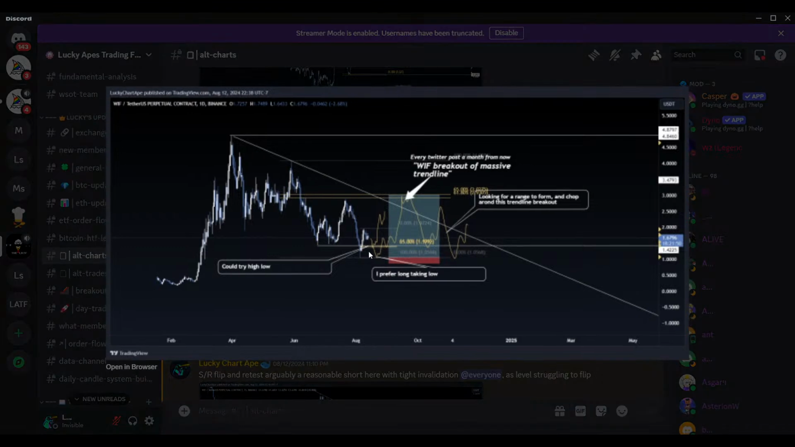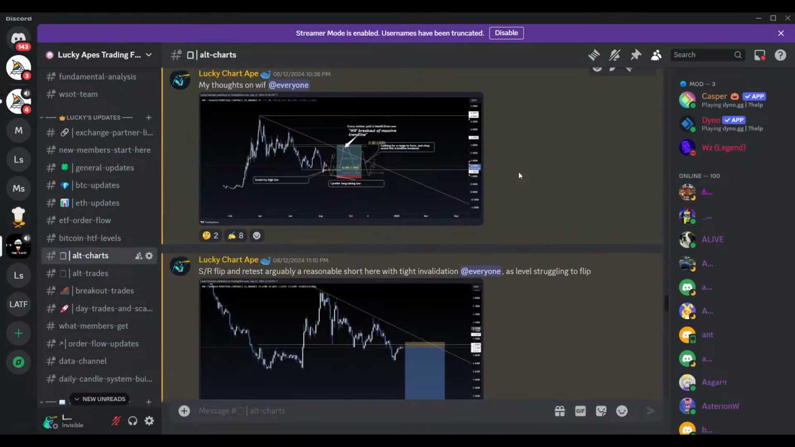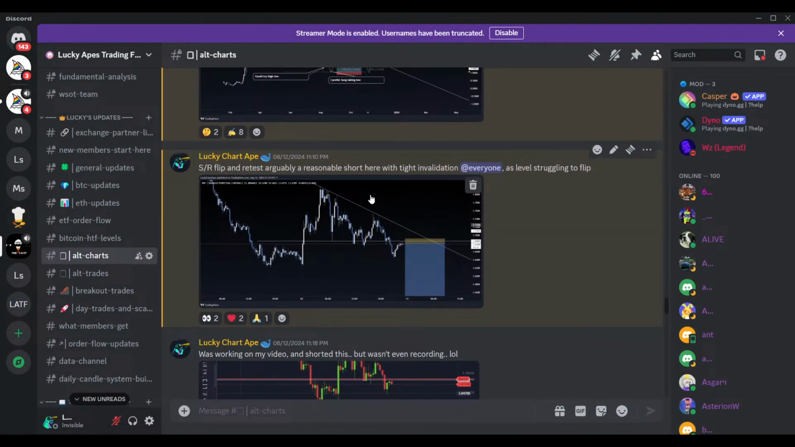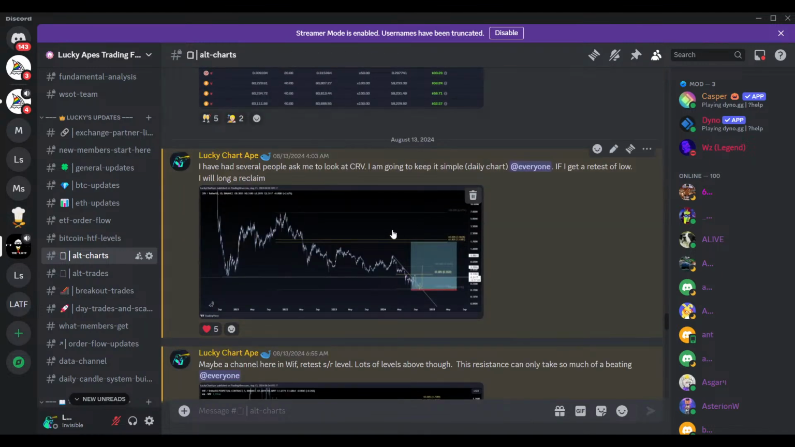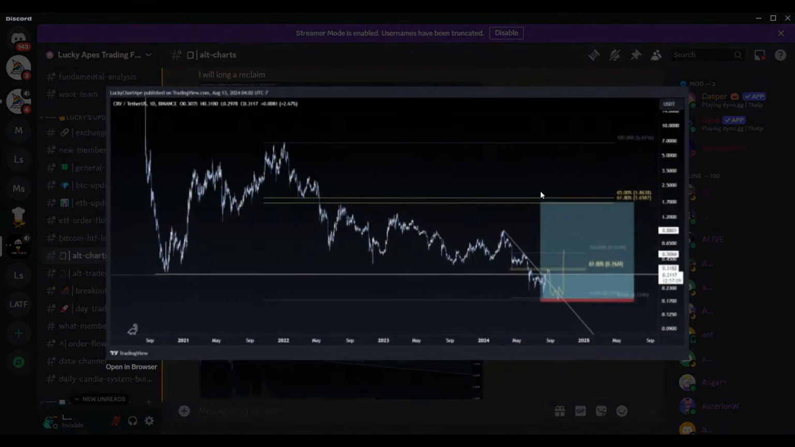So here, for example, I updated WIF, which ended up being, we got a major rally off here. I maybe could try a higher low. I prefer taking this major low, but it's sort of the similar setup that I'm looking for on Bitcoin as a minor low, right? And we can look at that chart in a second. But I'm just updating all of the different levels I'm looking at on alts.